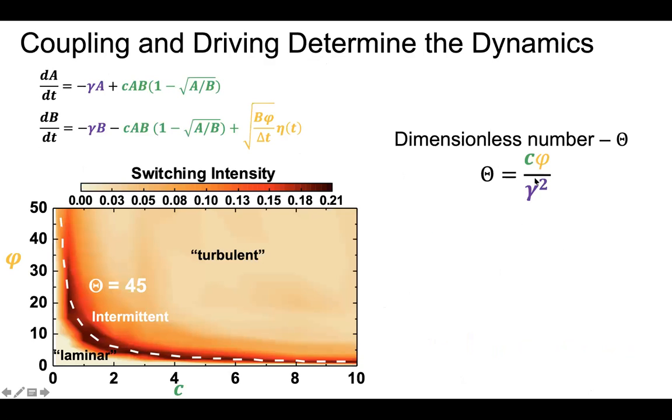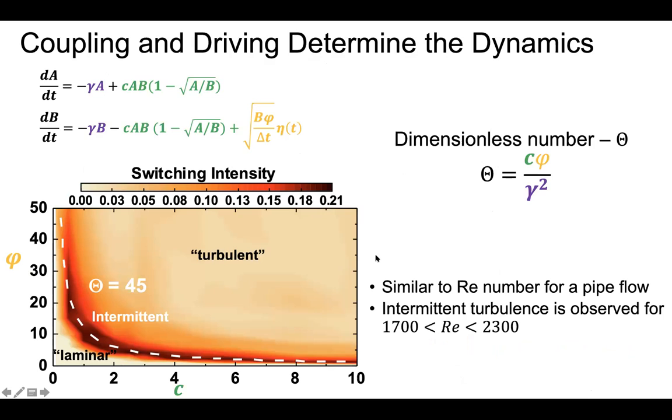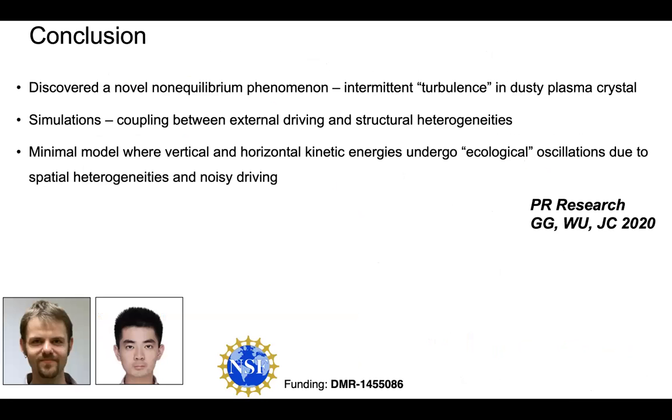Also, a single dimensionless number can be recovered from these equations, and it's equal to the inertial term parametrized with disorder divided by gamma squared, which is damping. And for roughly intermediate values of theta, between 10 and 100, the dynamics is the most intermittent. Which is very similar to the Reynolds number for a pipe flow, where intermittent turbulence occurs between 1700 and 2300 for the Reynolds number.